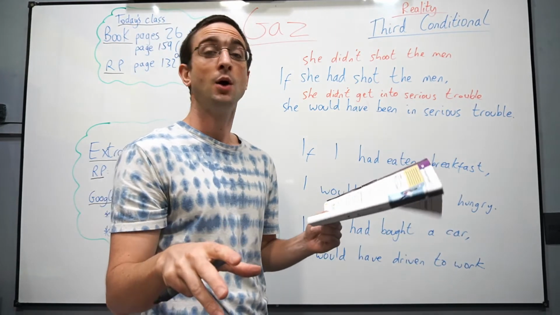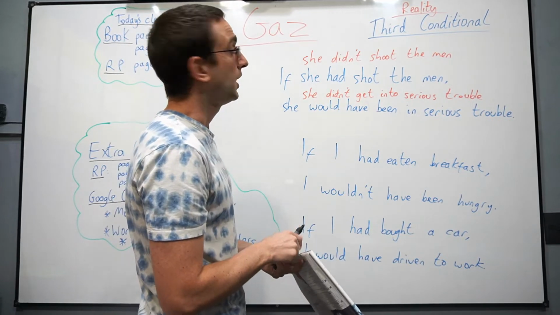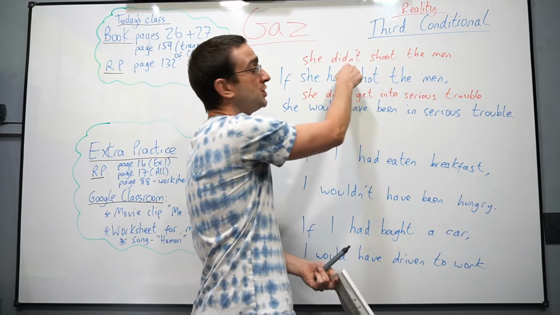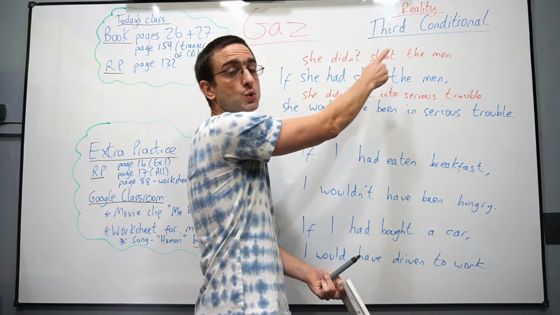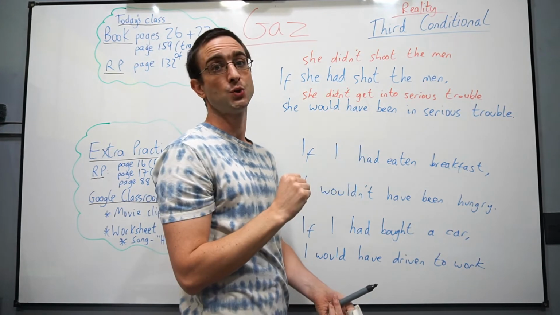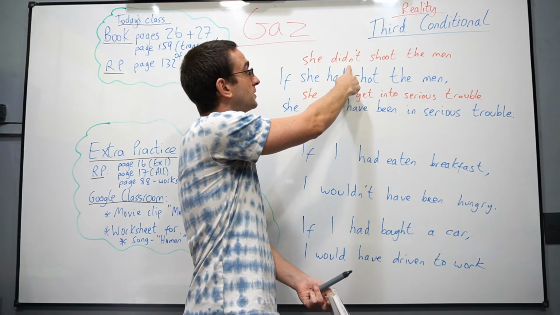In the second part, we need to choose present or past. Well, let's have a look. The reality pen, remember, says she didn't shoot the men. She didn't shoot the men. Is that in the present or is that in the past? She didn't shoot the men. It's in the past. She didn't shoot the men in the past.